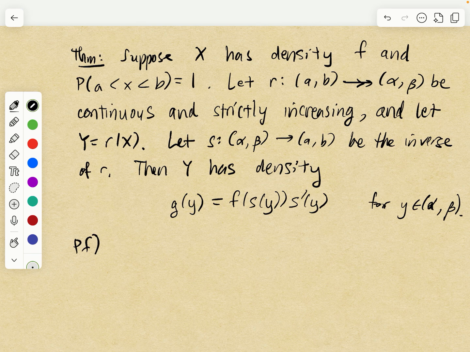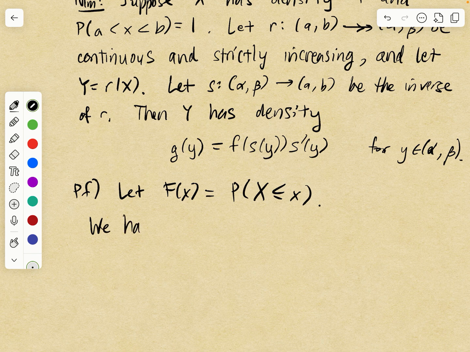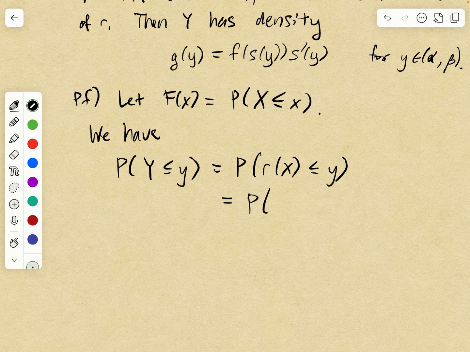So the idea is to use the cumulative distribution function. So let capital F of x be the probability that capital X is less than or equal to little x. Well, we have the probability that capital Y is less than or equal to y, right? So we're trying to take the derivative of this. This is the probability that r of x is less than or equal to y, and that's the same as the probability that x is less than or equal to s of y.